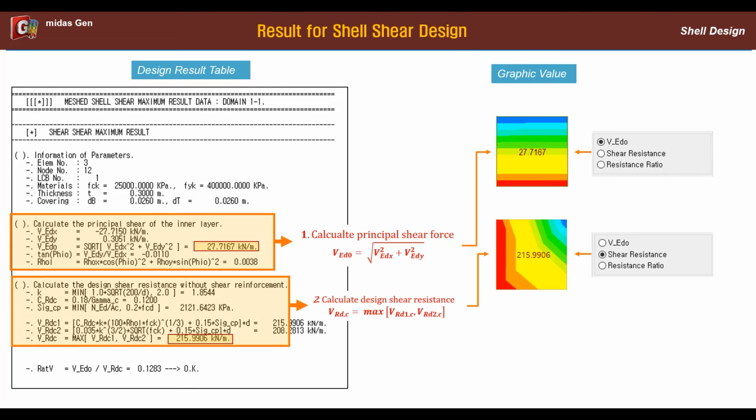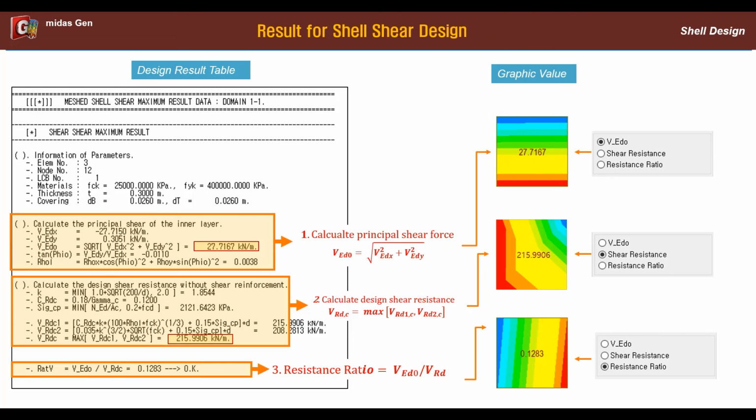Step 2 is calculating design shear resistance. As explained above, the formulas of VRD1C and VRD2C are calculated, and the larger of the two becomes the final VRD value. Finally, we calculate the resistance ratio. All these steps can be also checked with contour for display.